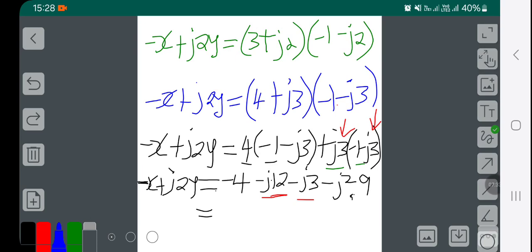Let me use a blue color. So it's going to be minus 4. So what is minus j12, then minus j3? What do you get? It's negative. If you subtract those numbers, you are going to get negative j15. Then here there's minus j squared multiplied by 9. Remember, on the left hand side is still negative x plus j2y.